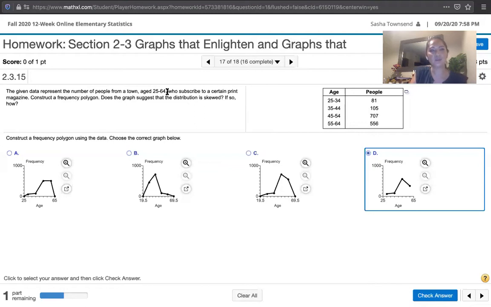We're asked to construct a frequency polygon, and then we're also asked, does the graph suggest that the distribution is skewed? If so, how? So I'm going to come up with this frequency polygon with you on a piece of paper, and then we are going to choose. This is not the answer, by the way. That's sort of misleading, that initial choice of D. Okay, let me show you my paper.